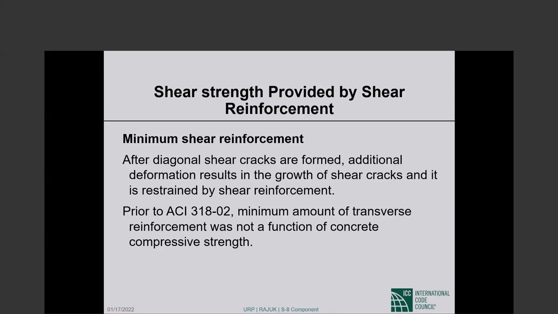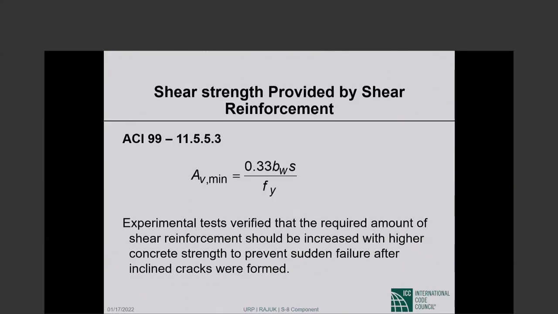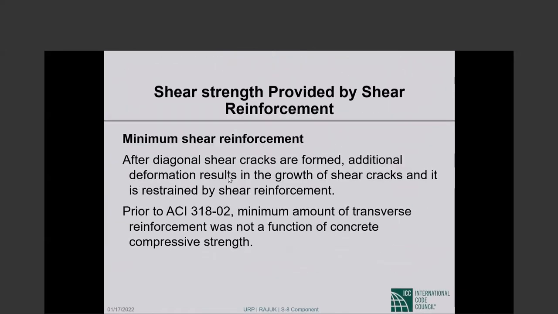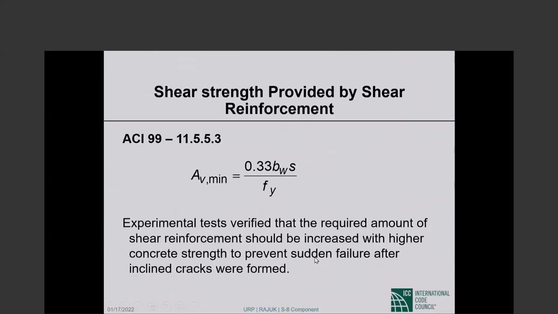Prior to ACI 318-08, minimum amount of transverse reinforcement was not a function of concrete compressive strength, as you saw. Anyway, minimum shear reinforcement used to be given by this expression. Okay, so ACI 318-99, we are talking about 318-08, remember, in BNBC 2020. So this is in the past. But as we said, prior to 318-02, minimum shear reinforcement did not depend on compressive strength. This was the expression. Experimental tests verified that the required amount of shear reinforcement should be increased with higher concrete strength to prevent sudden failure after inclined cracks were formed. This is extremely important.